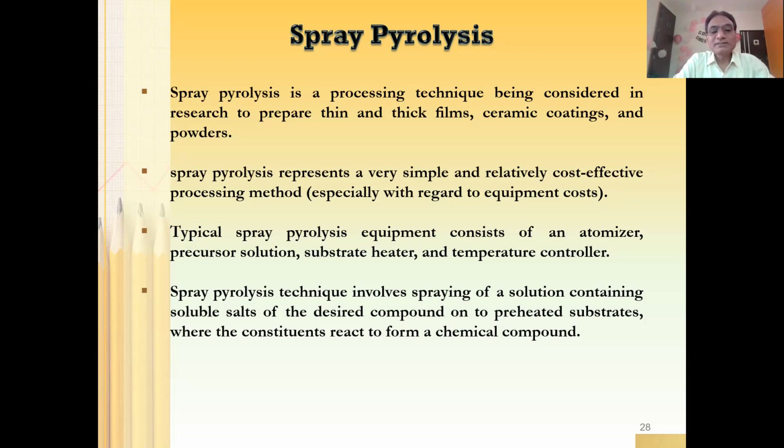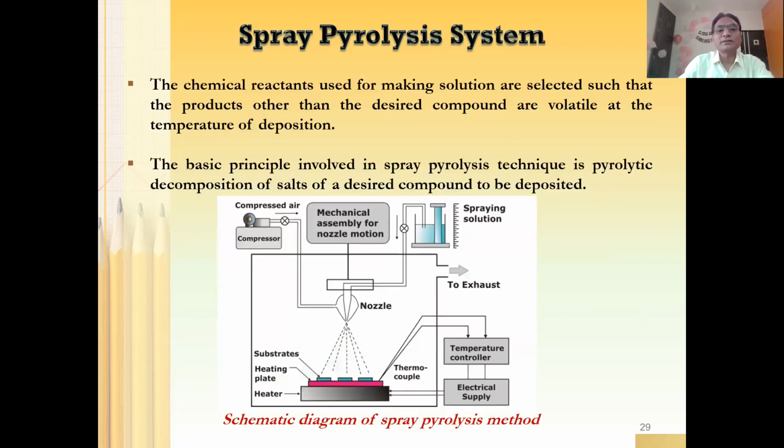A spray pyrolysis technique involves spraying of a solution containing double salt of the desired compound onto a preheated substrate where the constituents react to form a chemical compound. So whatever constituents are in the solution are going to react on the substrate, and as a result the film is going to be coated. This is a typical spray pyrolysis system.